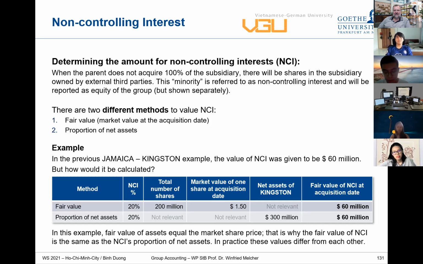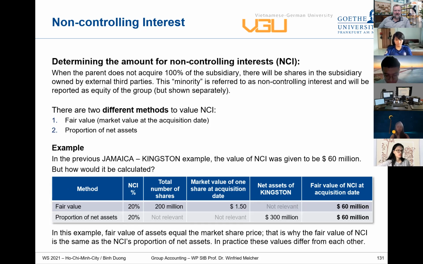Basically, there are two different methods to value those NCI. We already used the proportion of net assets method without talking about it. When you do not have a share value, a fair value from a market, then in practice we would use it to come up with a fair value of the net assets that is related to the non-controlling shareholders. We did that already. That is called the proportion of net assets method.